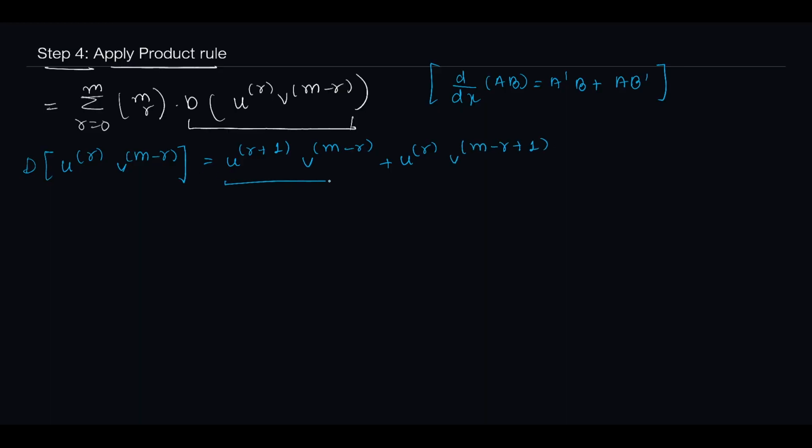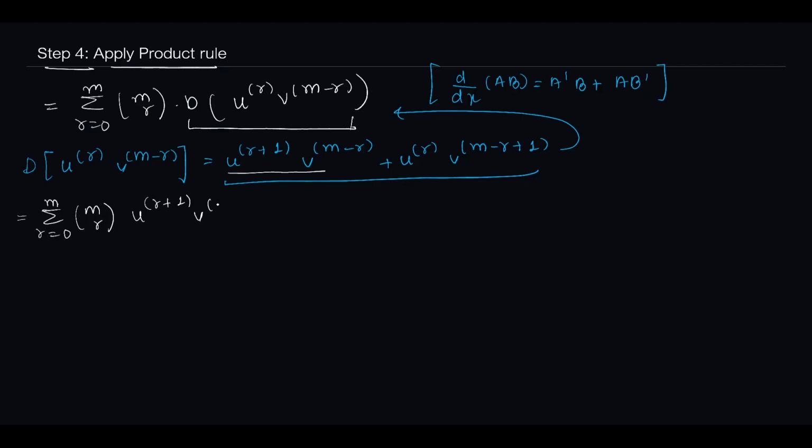Now substitute this particular part in the summation. We will get summation r equals 0 to m, m choose r. Take the first part, which is u^(r+1) v^(m-r), plus summation r equals 0 to m, m choose r. Now take the second part, which is u^(r) v^(m-r+1).